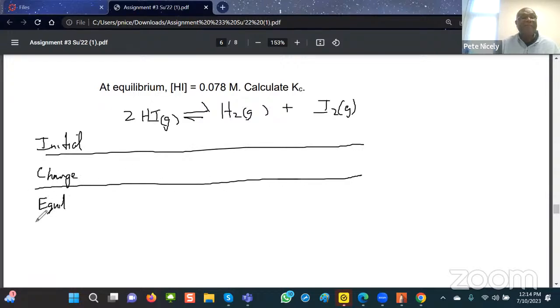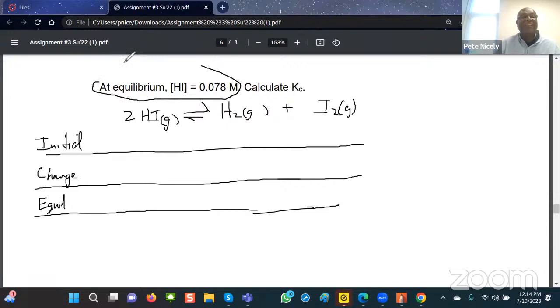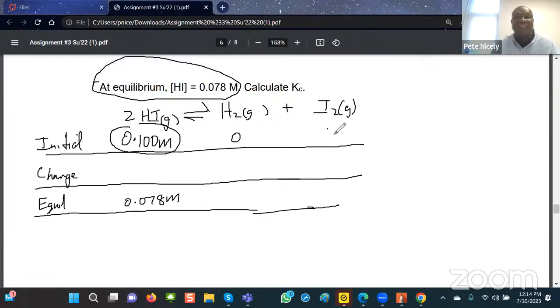Okay. And the first thing I'm going to write down in this table is what is given here. It says here at equilibrium, the concentration of hydrogen iodide is 0.078. So that means right here in this spot, I'm going to write down 0.078 M. Now, the initial concentration of HI is what I calculated earlier, which I erased, but that value is 0.100 M, all right? So initially, you had this amount of HI, you had 0 H2 and 0 I2 present, right?